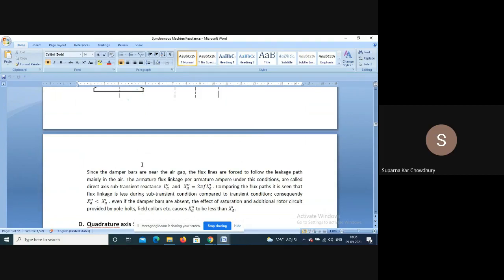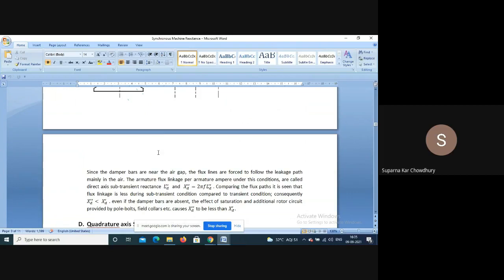So actually, since the damper bars are near the air gap, the flux lines are forced to follow the leakage path, mainly in the air. The armature flux linkage per ampere under this condition is called the direct axis subtransient inductance LD double dash. So XD double dash is equal to 2πf LD double dash.